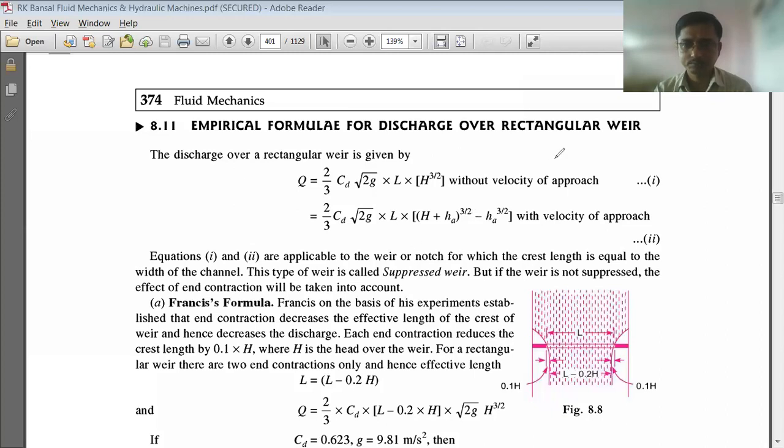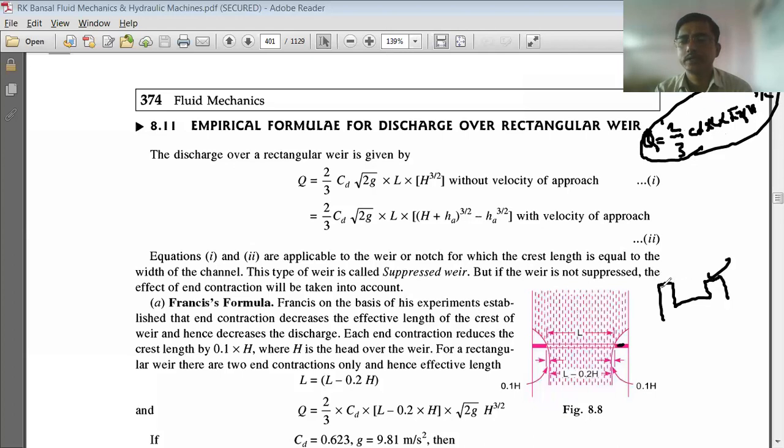So here, whatever the formulas we have derived for finding the discharge, Q is equal to 2/3 Cd L under root of 2g H raised to 3/2. This formula we have derived without considering the end contraction. End contraction consider न करता, असा जो end contraction असतो, this is the end contraction. हे end contraction consider न करता आपण हा फॉर्म्युला या ठिकाणी derive केला, right?